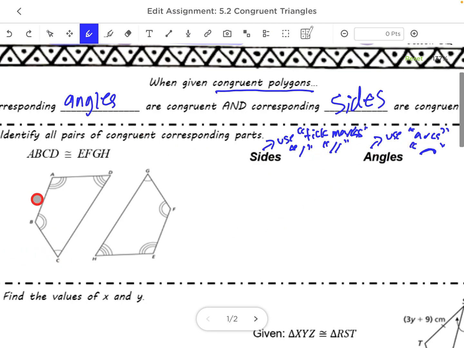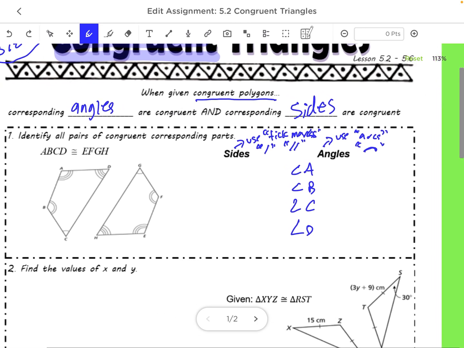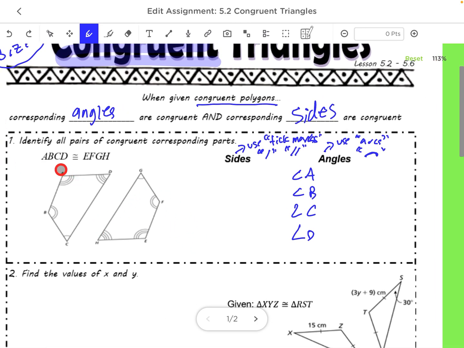All right, so let's take a look. Let's go ahead and write down these four angles first: angle A, angle B, angle C, and angle D. Then we say which one corresponds with which. First off, angle A has 1, 2, 3 arcs. Which one has three? E, so angle A is congruent with angle E. Pause the video, see if you can get the other ones.